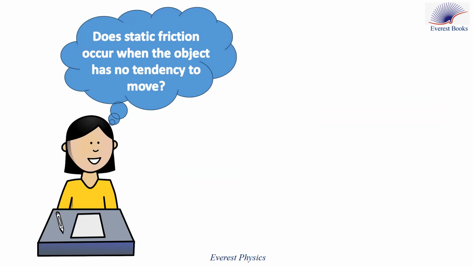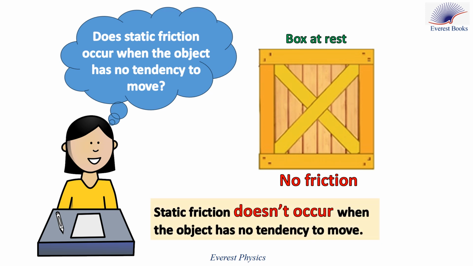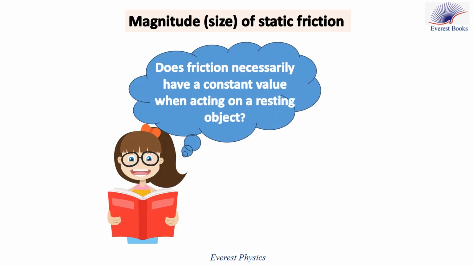Does static friction occur when the object has no tendency to move? In this figure, the box is at rest on a horizontal rough surface. The box is not experiencing any friction. Static friction doesn't occur when the object has no tendency to move. Does friction necessarily have a constant value when acting on a resting object? Let's watch the upcoming PHET simulation.